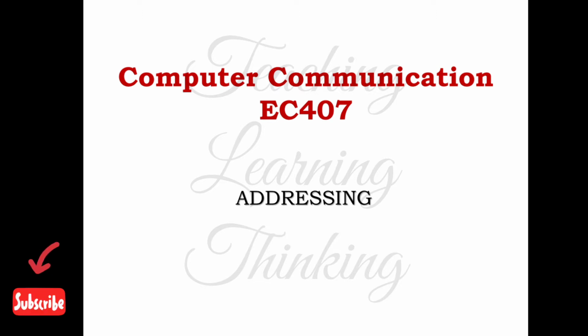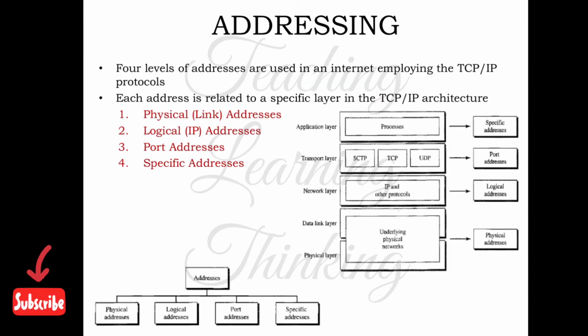So I have already discussed the physical layer characteristics, and today we are going to learn about the addressing modes in the physical layer or the TCP/IP protocol. We have already discussed the OSI model and TCP/IP protocol, and there are four types of addressing modes available: the physical link address, logical address, port address, and specific address. This is not that important, just an introduction for the addressing modes available in the protocols.